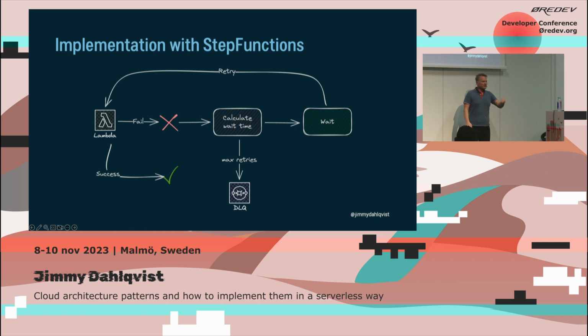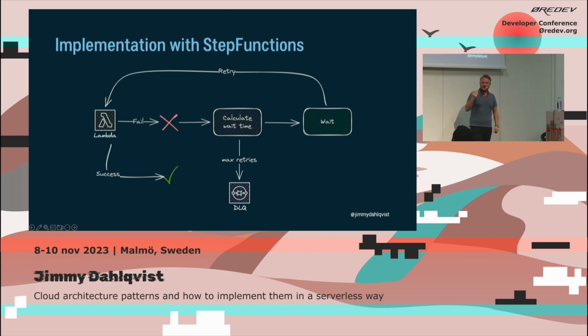Because Step Functions comes with a very powerful retry, but also a catch. So if there is an error, we can catch that error, and we can do our own error handling. So in this case, we get a failure. We use the Step Functions catch functionality. We do a calculation of the wait time. We enter a wait state, and then we retry the Lambda. It's a very clean, very simple way to implement it using Step Functions.